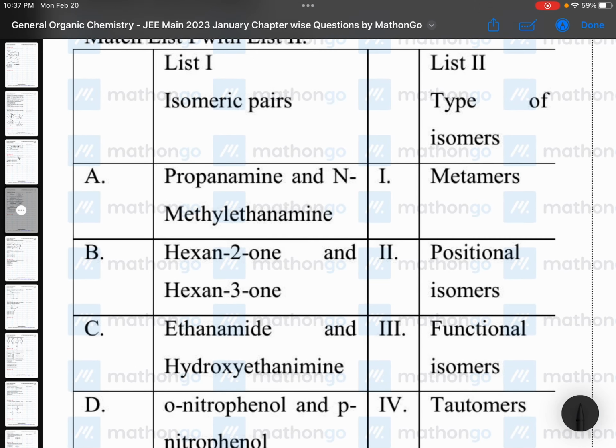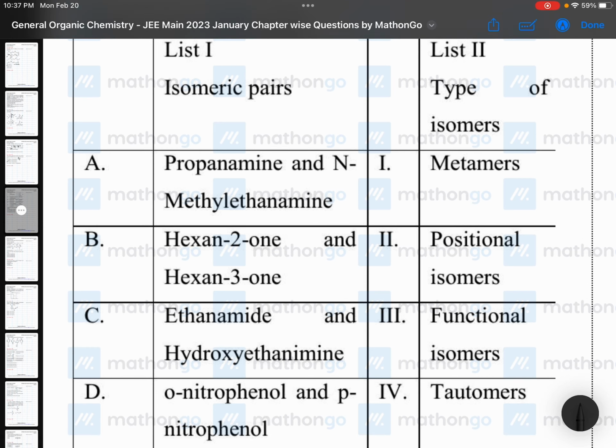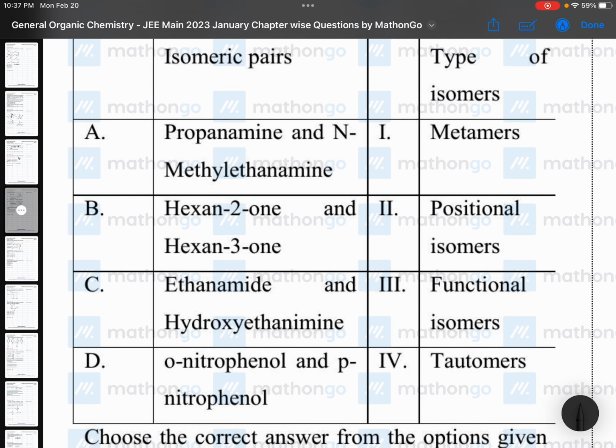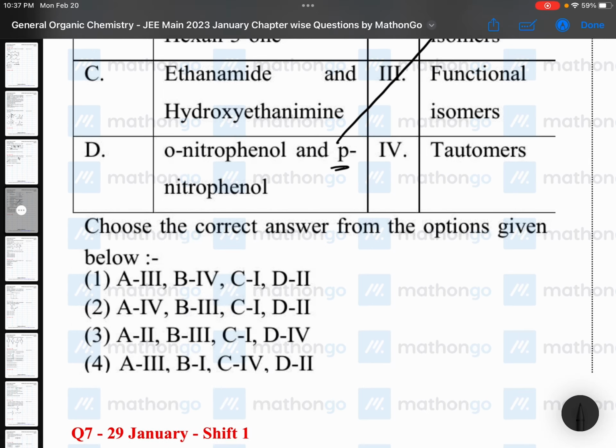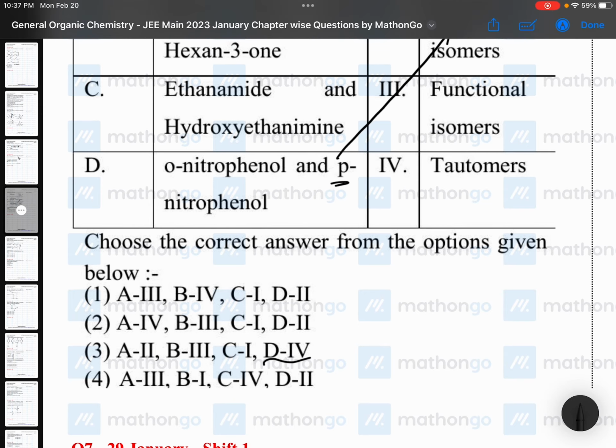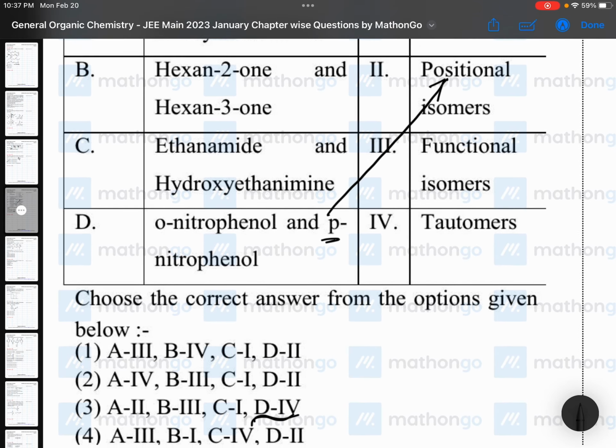Next, isomeric pairs. Propanamine and N-methyl ethanamine. Hexane 2-one, hexane 3-one. So what type of isomers are they called? Orthonitrophenol and paranitrophenol. Orthonitro means second place, paranitro means fourth place. So definitely they are positional isomers. Okay, now. So D must be 4. D4, how many options are there? Only one option is there. Like this, you need to check.